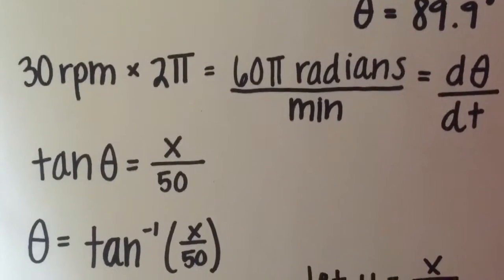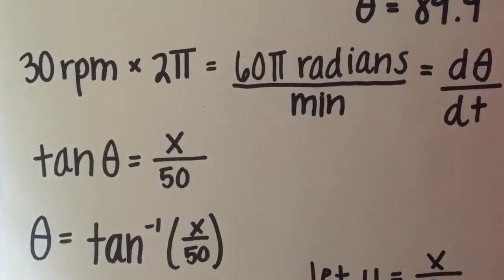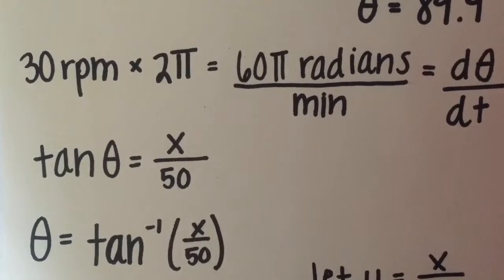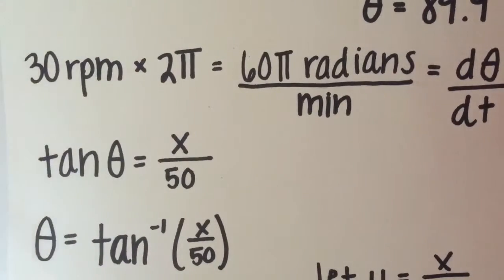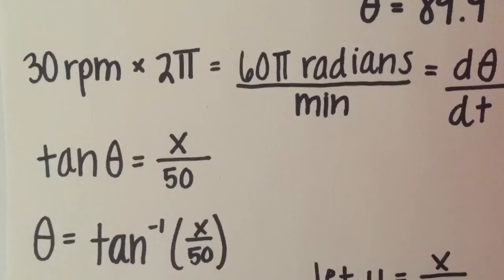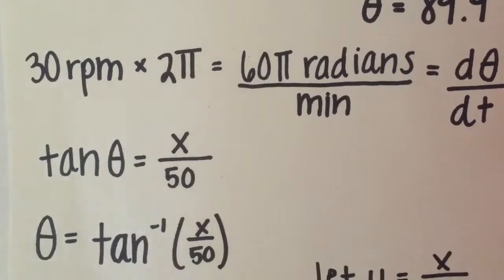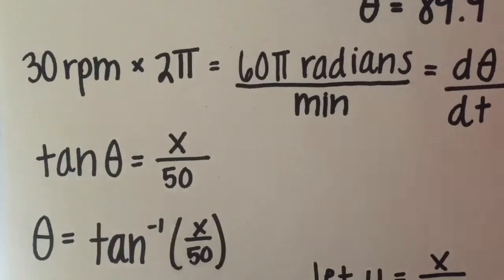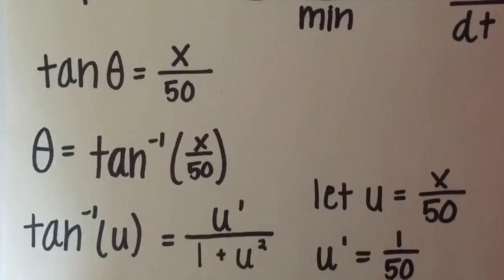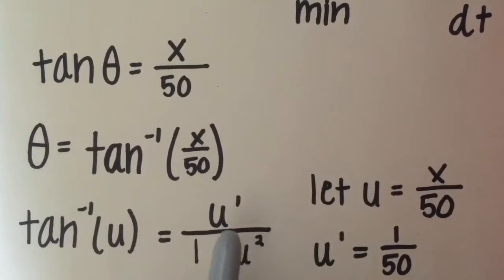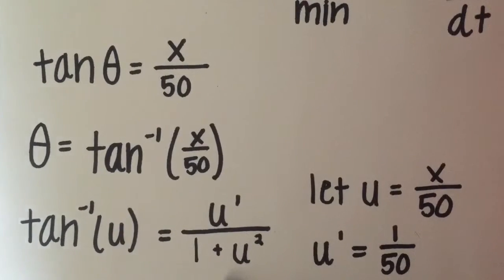Now, to solve for theta, we're going to take the inverse tangent of both sides, which will give us theta equals inverse tangent of x over 50. Now, because we're trying to find speed, we're going to take the derivative, which is a rate of change. However, inverse tangent has a rule. The derivative of inverse tangent of u equals u prime over 1 plus u squared.